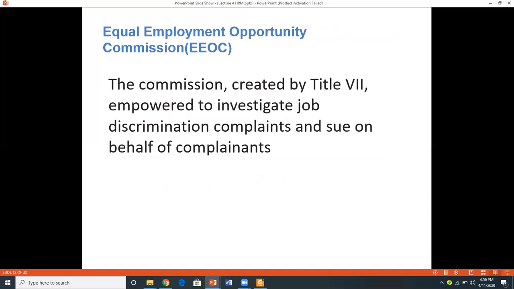Equal Employment Opportunity Commission, EEOC. The commission created by Title VII is empowered to investigate job discrimination complaints and sue on behalf of complainants.